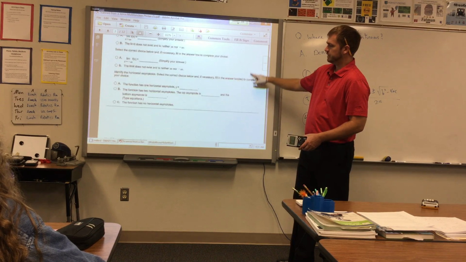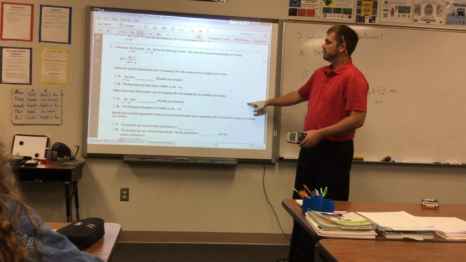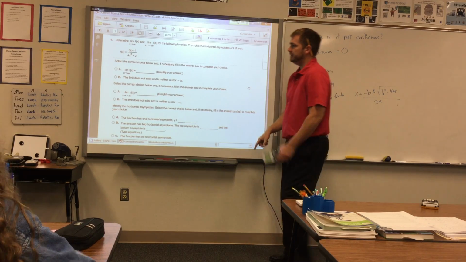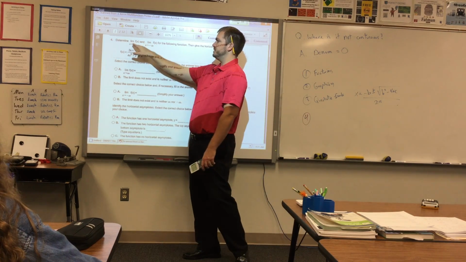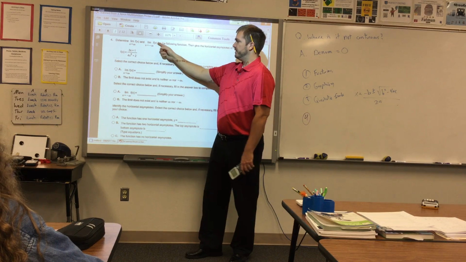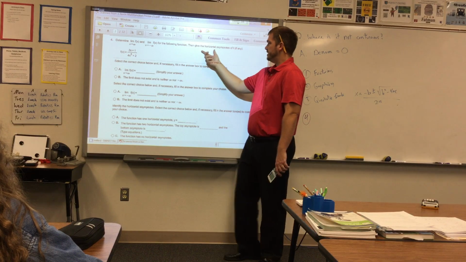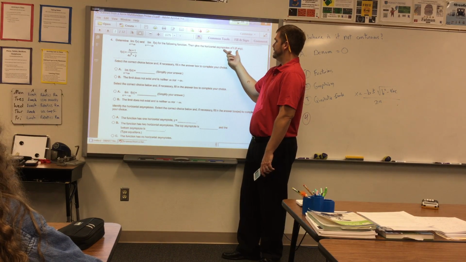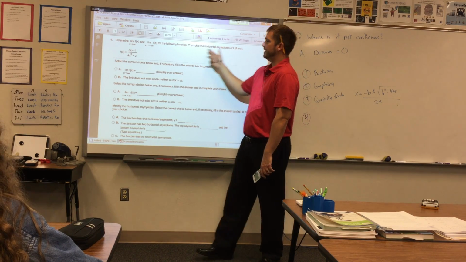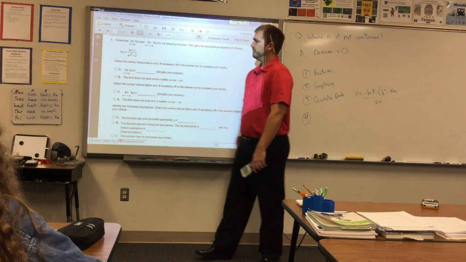Oh my gosh, this one looks pretty crazy. Alright. Number 4. Determine the limit of f of x as x approaches infinity and the limit of f of x as x approaches negative infinity for the following function. Then give the horizontal asymptotes of f, if any. Oh, you're going to love this one.